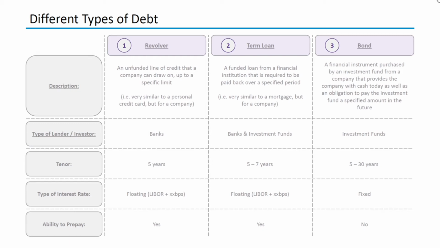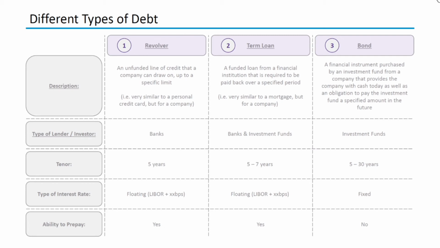So to start off, a revolver is an unfunded line of credit that a company can draw on up to a specific limit. This is very similar to a personal credit card, but it's for a company. A term loan is a funded loan from a financial institution that is required to be paid back over a specified period. This is very similar to a mortgage that you might have out on your apartment or house.